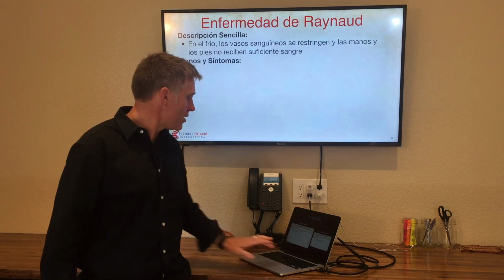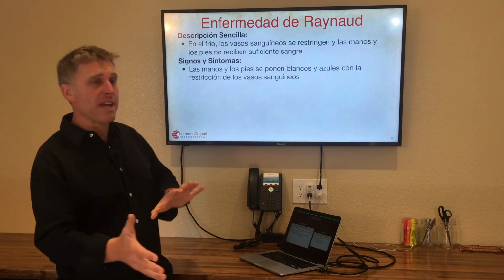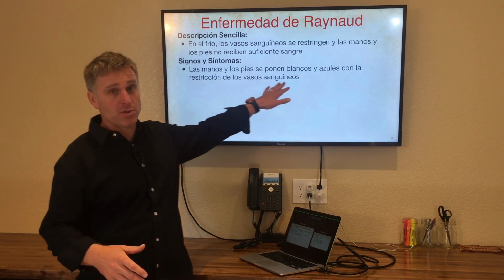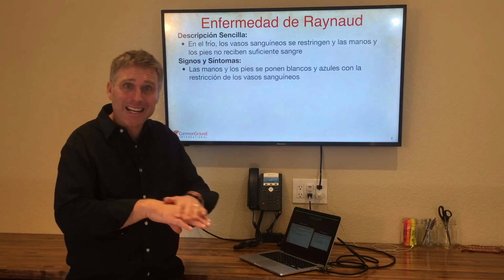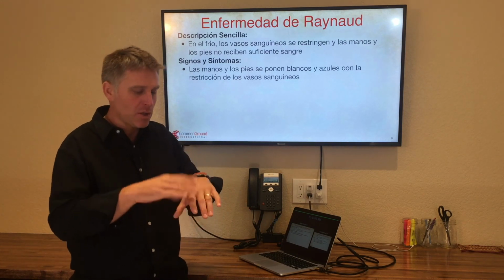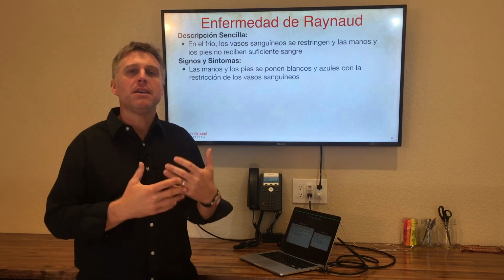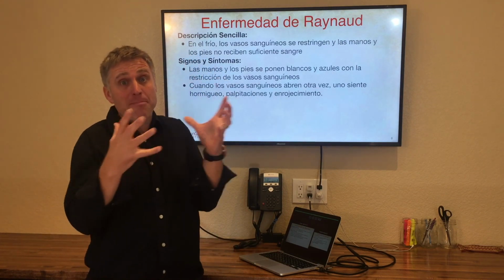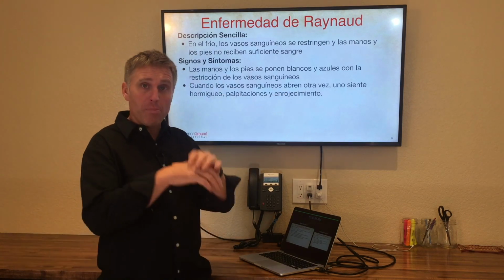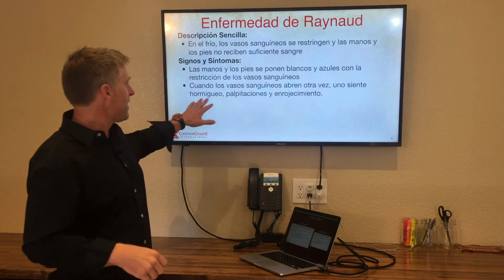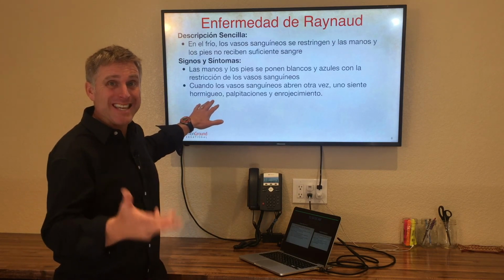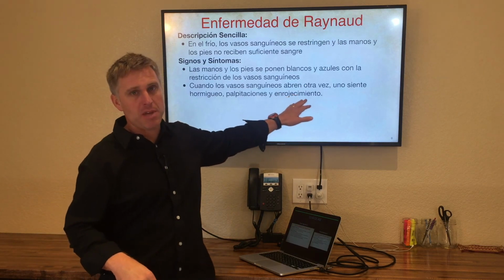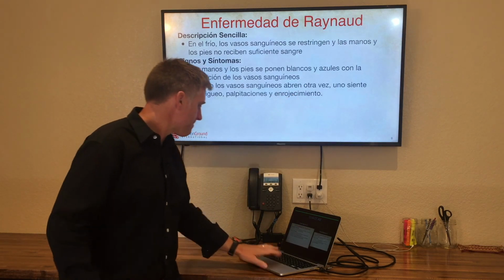Okay? Signos y síntomas. Las manos y los pies se ponen blancos y azules con la restricción de los vasos sanguíneos. So, cuando no hay sangre, las manos y los pies se ponen blancos y azules. Cuando los vasos sanguíneos abren otra vez, when they open up again, uno siente hormigueo, you feel tingling, palpitaciones, palpitations, y enrojecimiento, and redness. Okay?